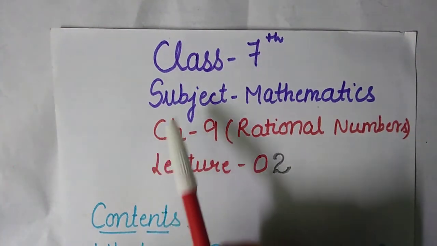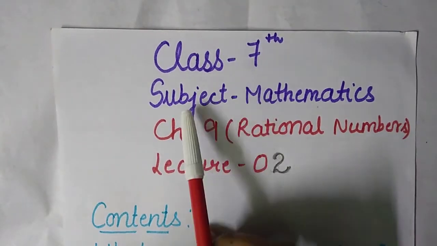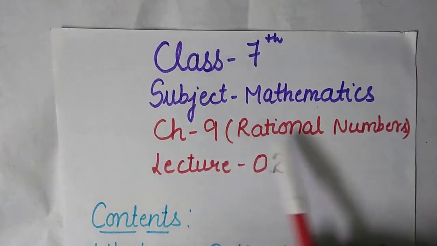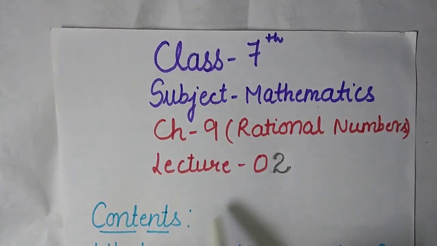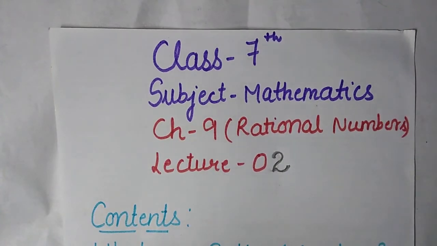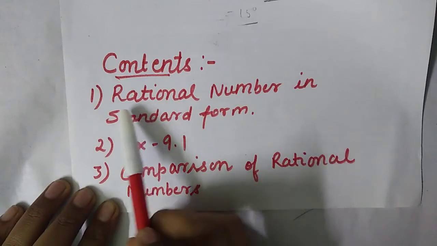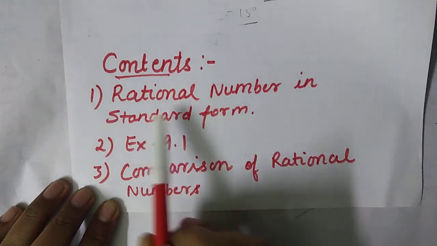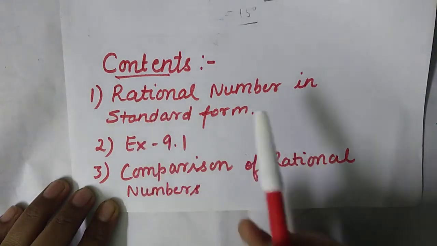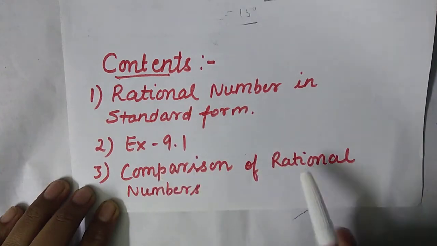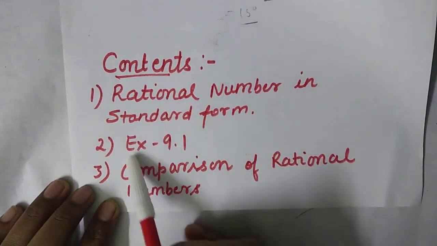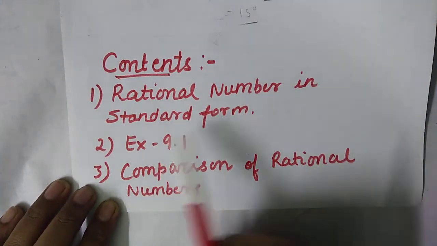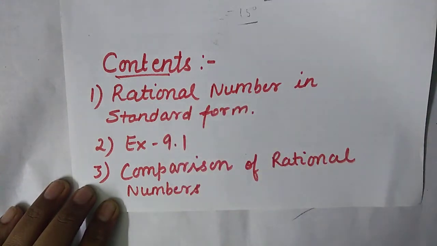Welcome back. This video is for the students of class 7th, subject mathematics, and this is lecture number 2 of chapter number 9, rational numbers. In this lecture, we are going to discuss the following topics. First, we will discuss how to write a rational number in standard form. After that, we are going to learn about comparison of rational numbers, and we will do the remaining questions of exercise 9.1. Okay, so let us start with rational number in standard form.